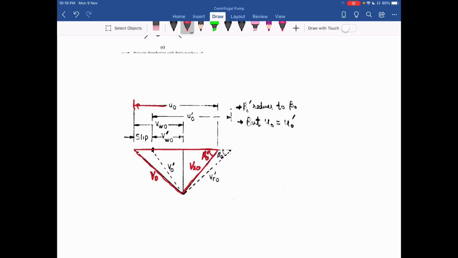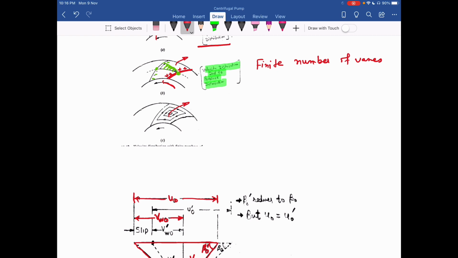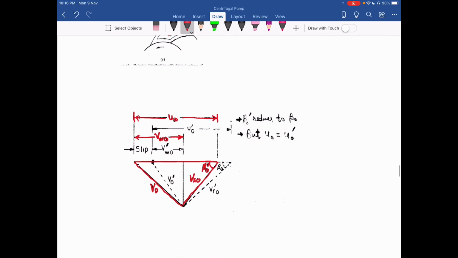This one is tangential velocity UO at the outlet. Okay, and this one is the VWO, whirl component of velocity at the outlet. So this red diagram is for when we have infinite number of vanes. Now when we have finite number of vanes, due to this rotation, there is reduction in beta O dash to say beta O. Now you can see in this diagram, there is reduction in this beta O dash to beta O. And my new relative velocity at outlet is VRO dash. So my beta O dash reduces to beta O.